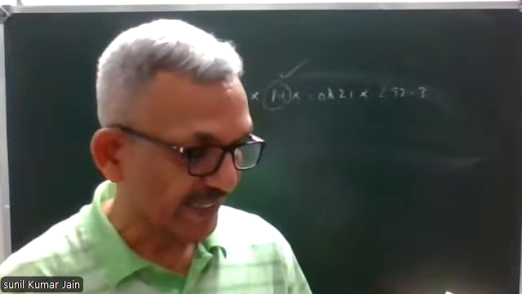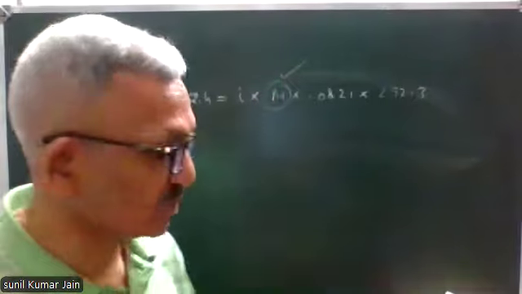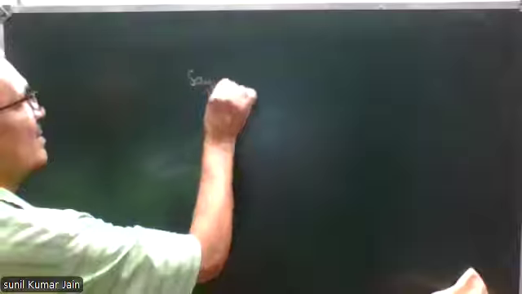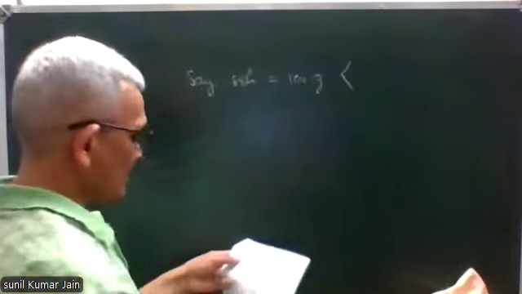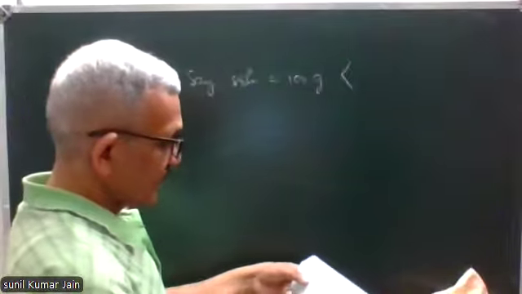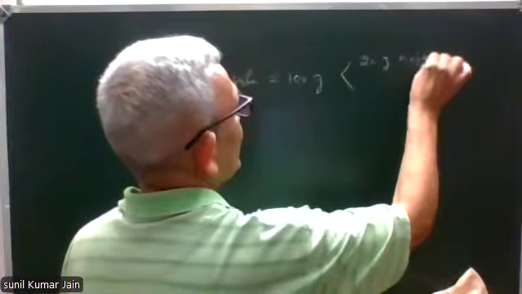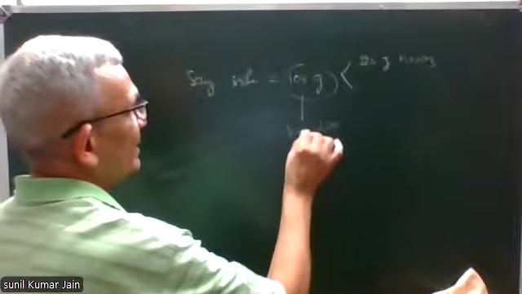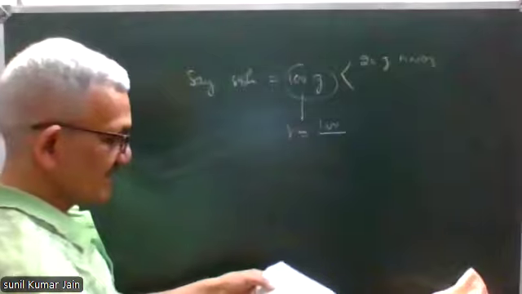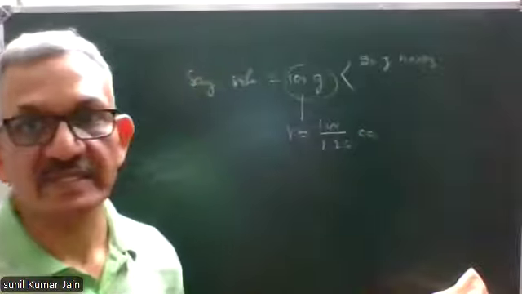Next, calculate molarity of a 20% aqueous solution of nitric acid, density 1.26 gram per cc. Say solution is 100 grams. It contains 20% nitric acid. So 20 grams will be HNO3, remaining will be water. And volume will be 100 divided by density. Density is 1.26. So many cc. This is the volume.